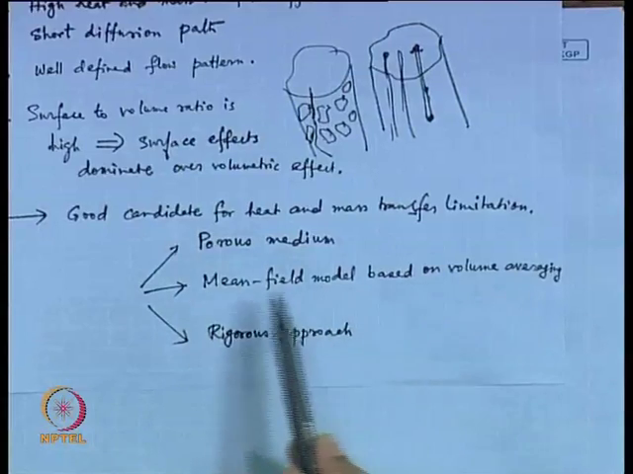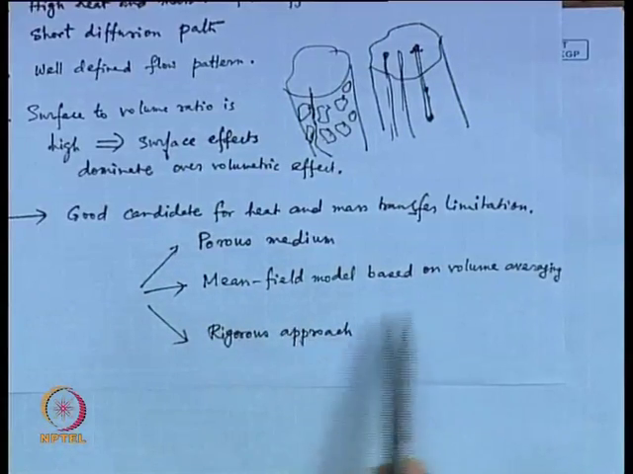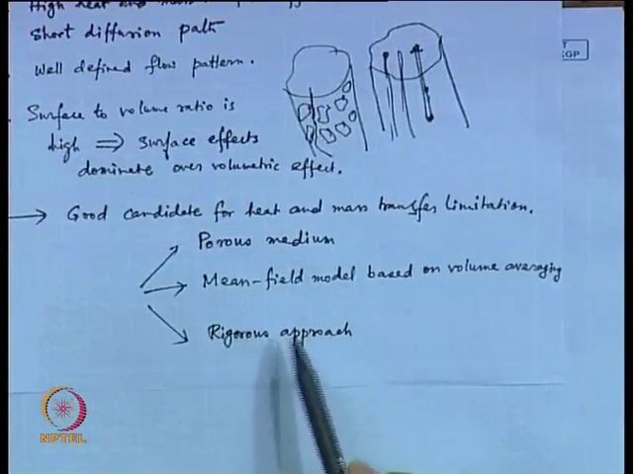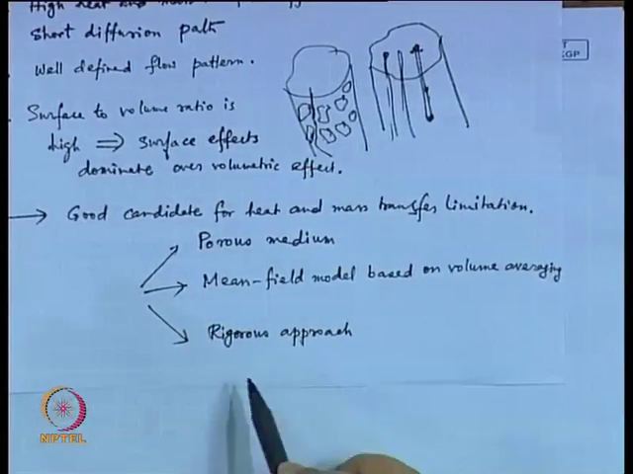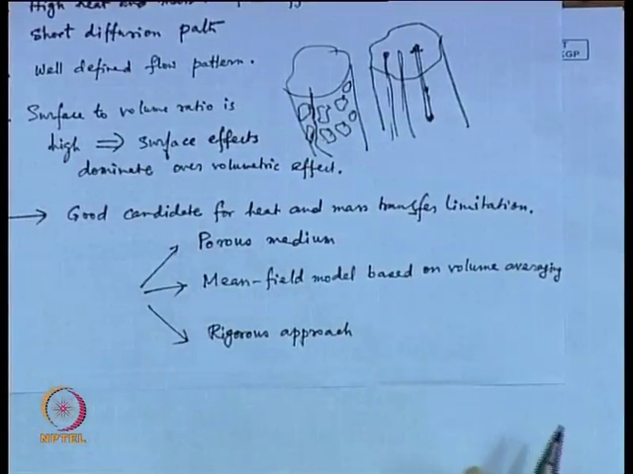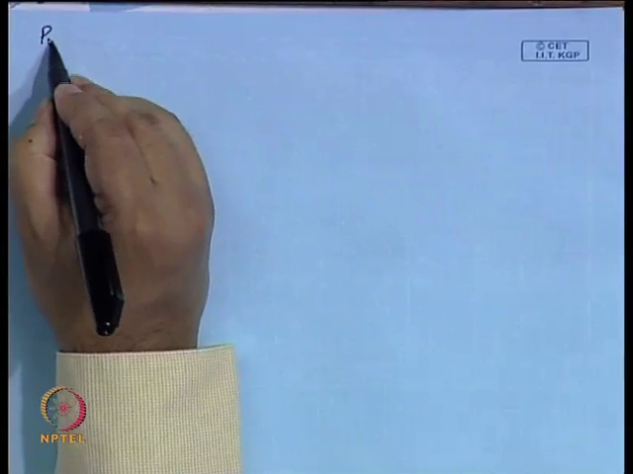The mean field model is somewhat complicated, but it still makes some assumptions. And the third one is the rigorous approach, which you should be doing, treating the 2 fluids and solving Navier-Stokes and heat balance and mass balance equations over a differential element, the way we do it for a standard reactive flow problem. Now, what is this porous medium model?